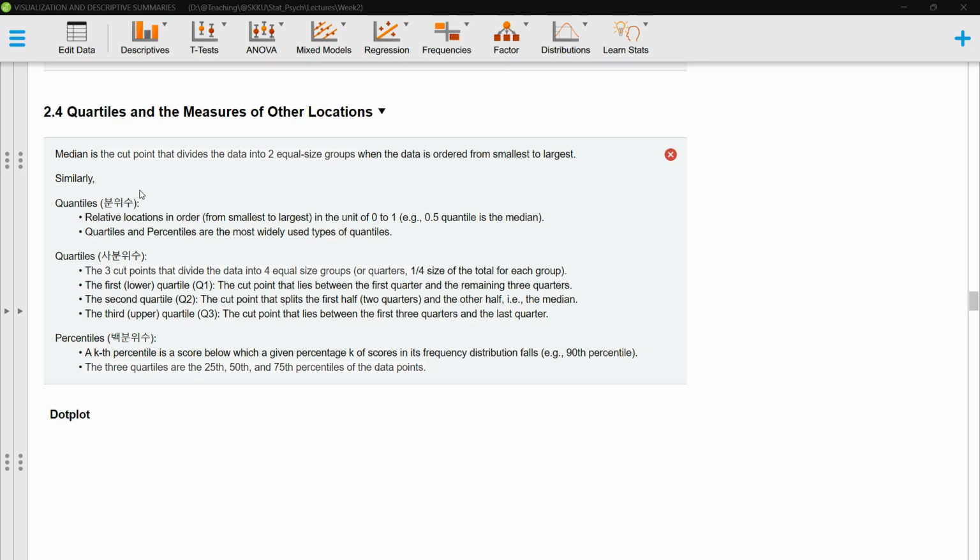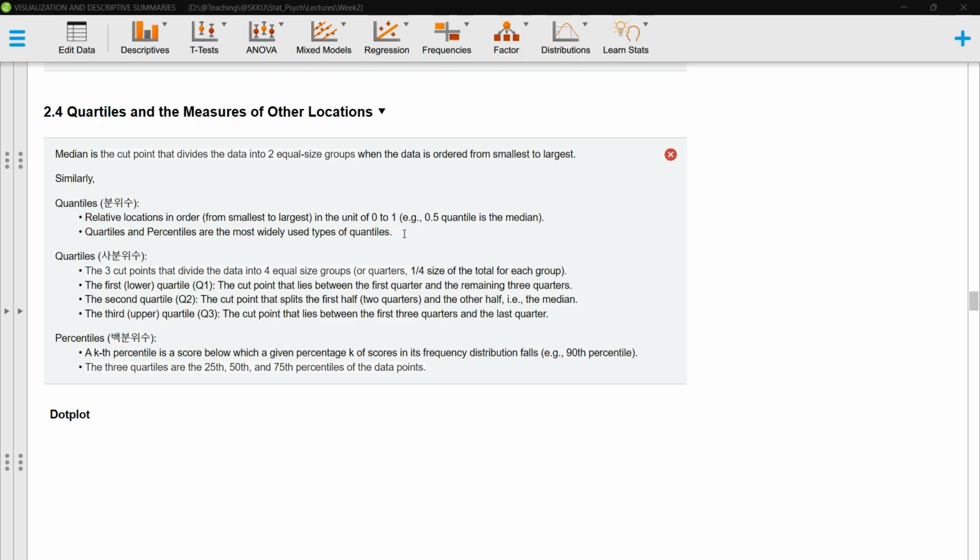Similarly, we have other median-type location information. And the most general type of location information is quantiles. Quantile is translated in Korean as 분위수. A quantile is a relative location in order from smallest to largest, in the unit of 0 to 1.